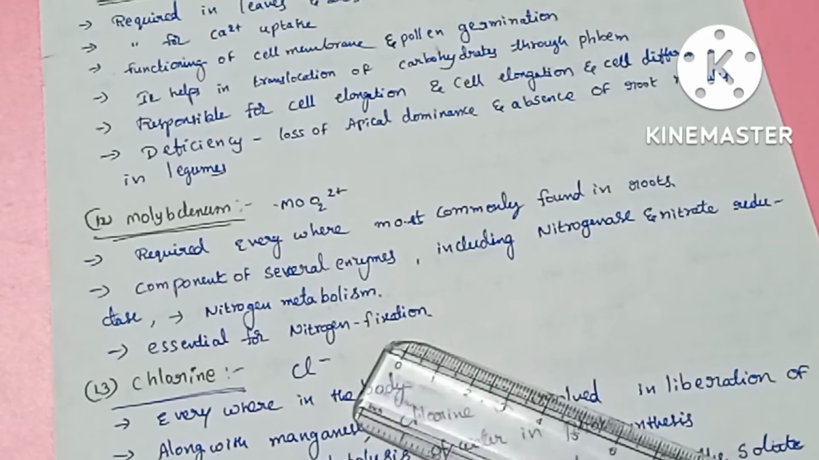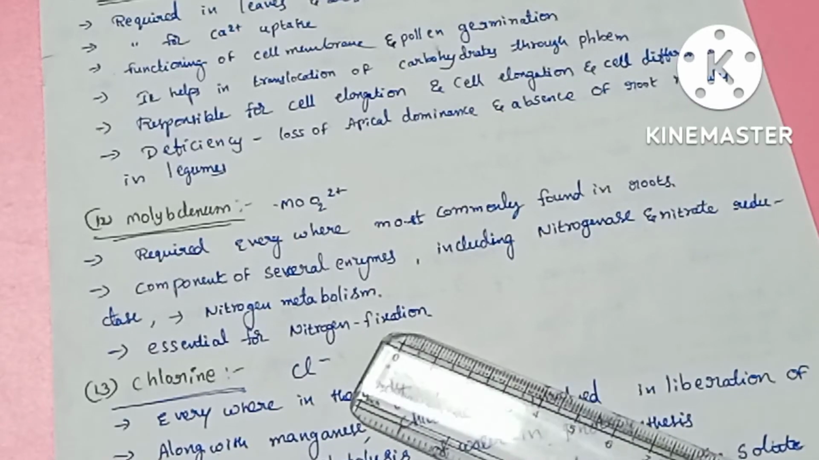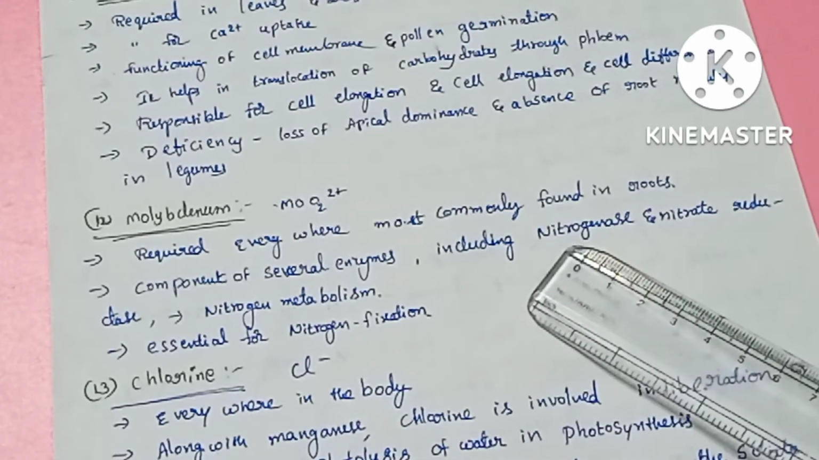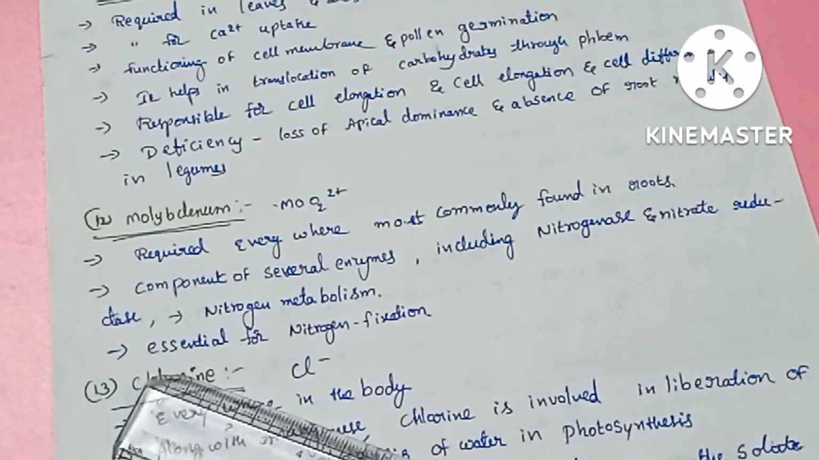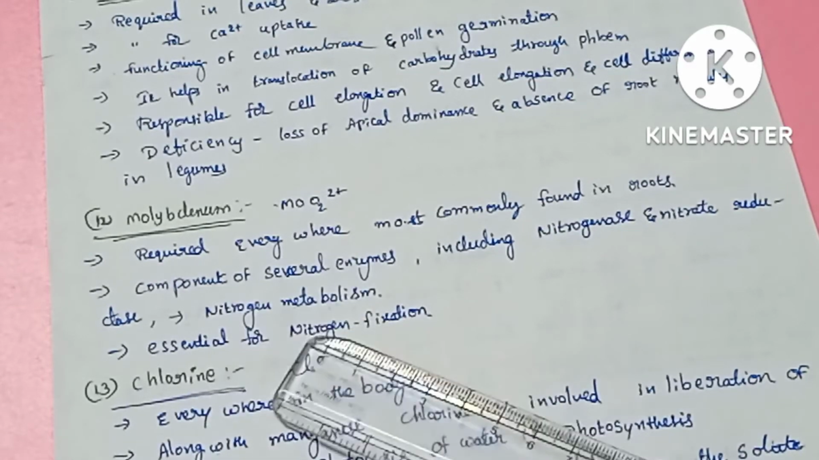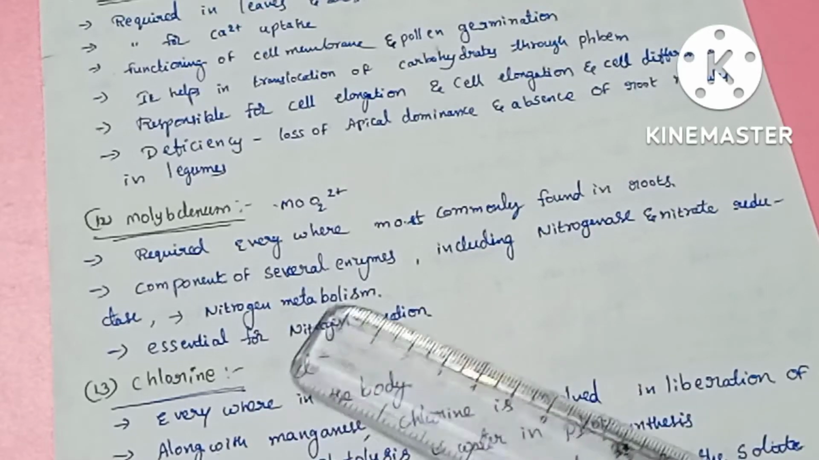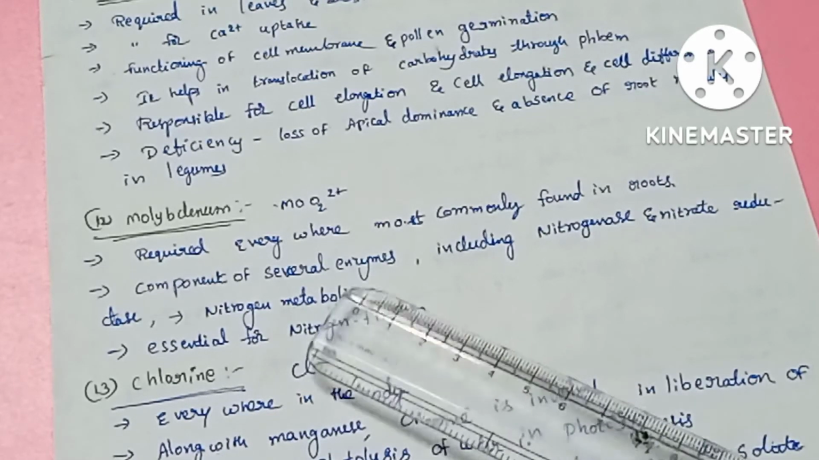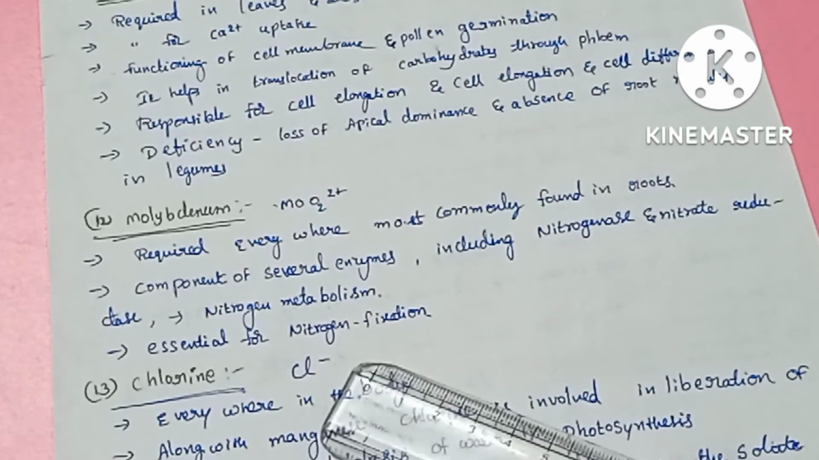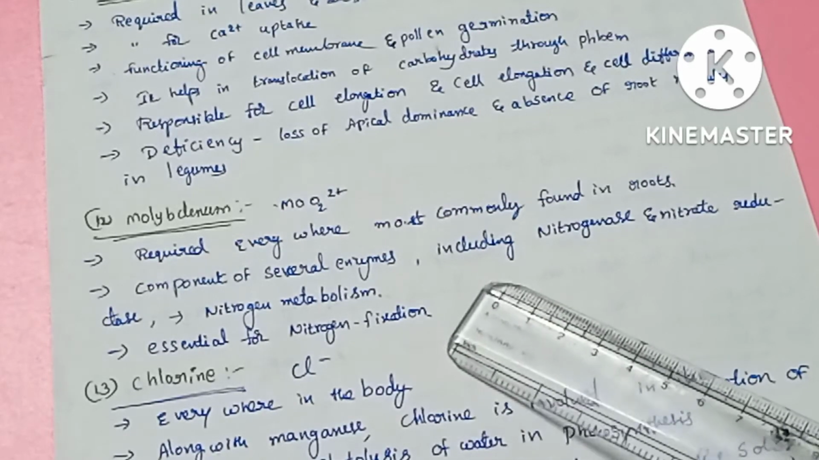That means in the nitrogen fixation, there are several enzymes present, like nitrogenase and nitrate reductase. So they are involved in the nitrogen metabolism. So for those enzymes, this molybdenum is the important component. Hence, it plays an essential role in the nitrogen fixation reaction.